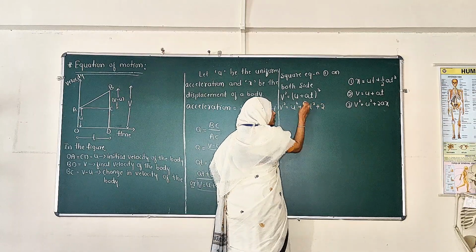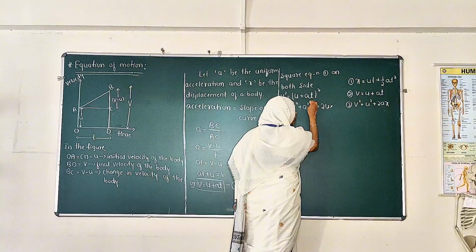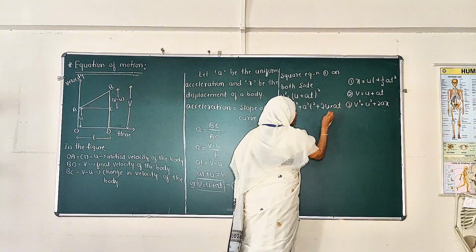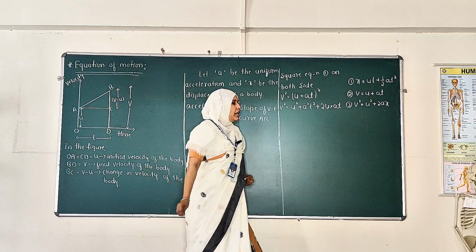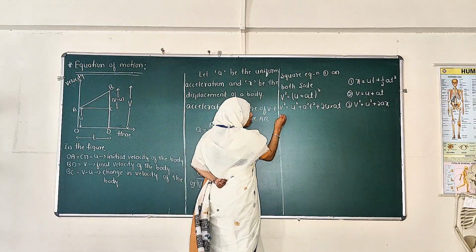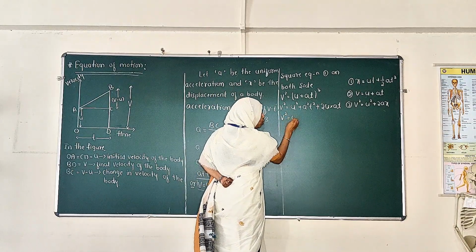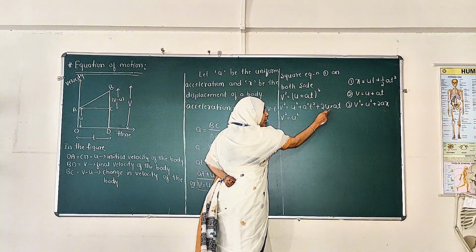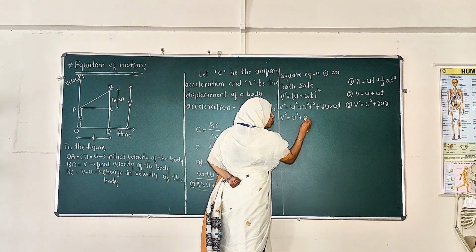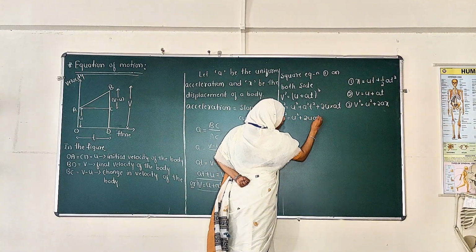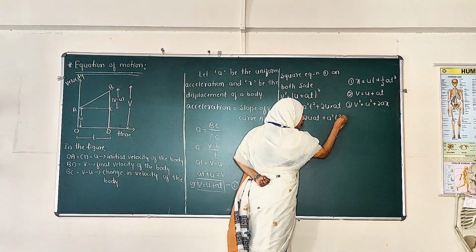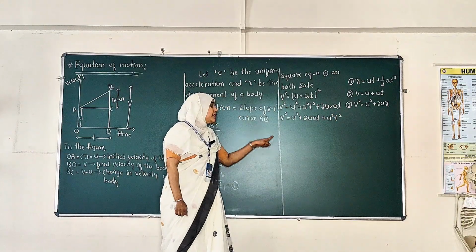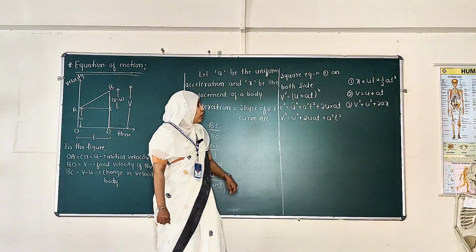In the place of a, what is there? u. In the place of b, what is there? at. a square plus b square plus 2ab. Now simply I will arrange the terms. v square is equal to u square, first I will write this term, plus 2uat, plus I will write this term last: a square t square. Now you have to remember this step, which is very important.